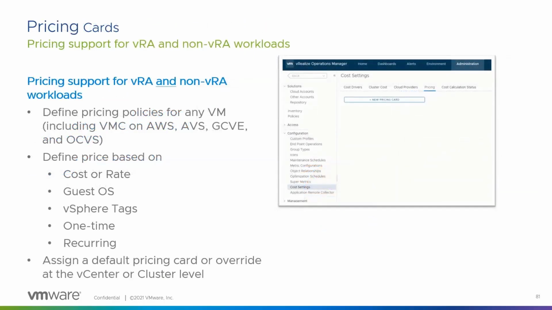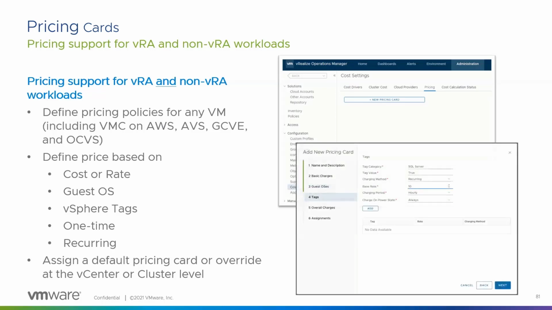So the way you configure this is using pricing cards. So there's basically two ways of configuring pricing. The first one is you can configure it natively in vRealize Operations. So this applies to basically any virtual machine that's not managed by vRealize Automation. And then the second option is defining the pricing card within vRealize Automation. So this applies to any virtual machine that is managed by vRealize Automation. So basically the way you define the pricing cards is the same across both UIs. It's basically two different ways of configuring it, depending on whether it's managed by vRA or not managed by vRA.